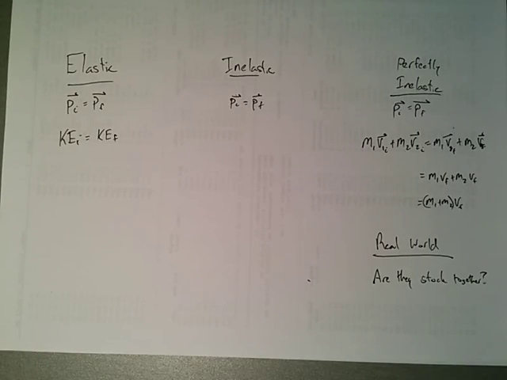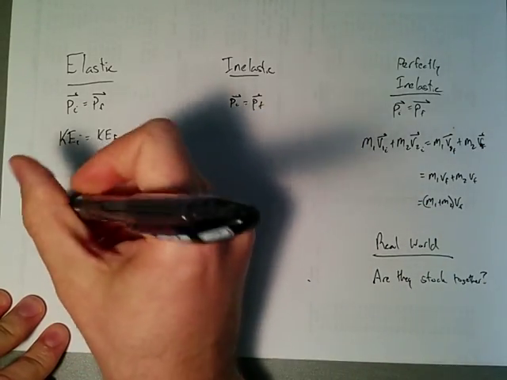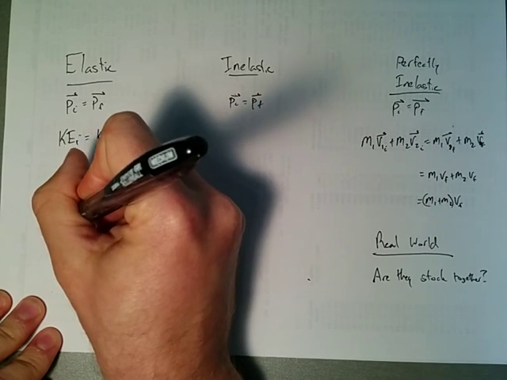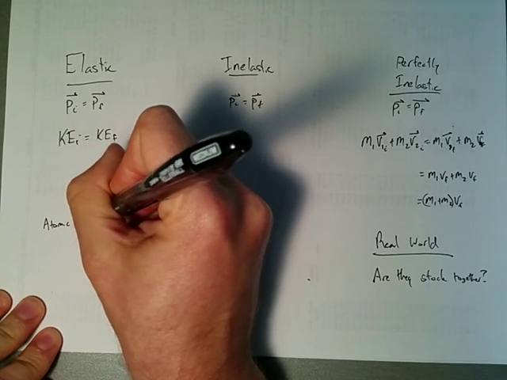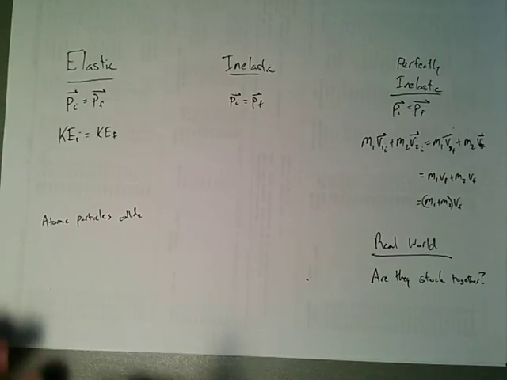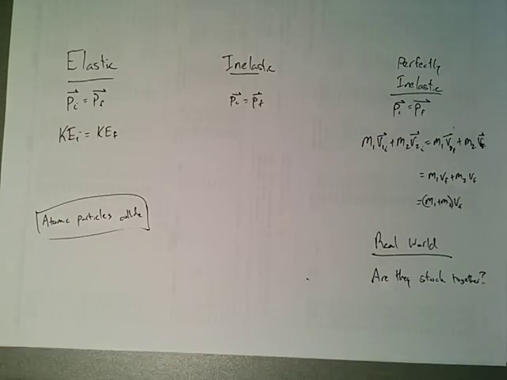For elastic, the question is: is it an elastic collision? Most of the time, the answer is going to be no. There are a couple of special cases, such as when atomic particles collide. When atomic particles collide, they often do an elastic collision. Other than that, basically nothing is elastic. That's the only kind of case where you don't lose energy to thermal energy.